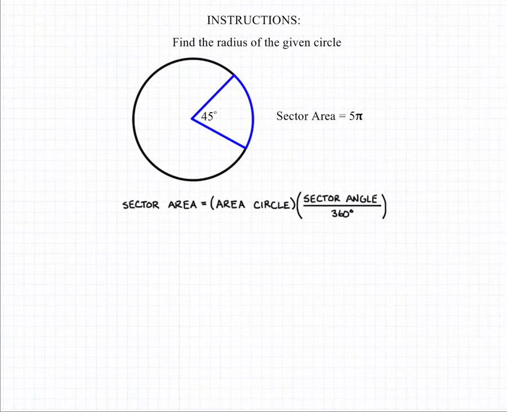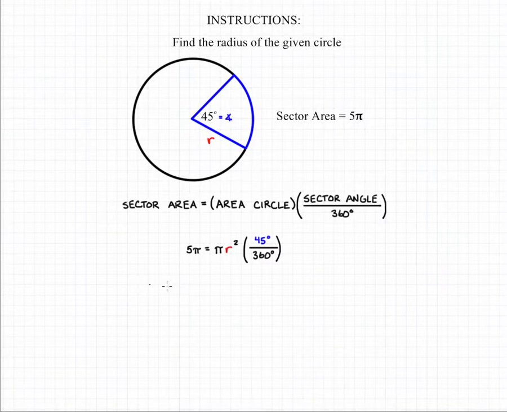In order to determine the radius for the circle that we're given, we need to remember the equation for sector area. And so sector area, which in this case is 5 pi, is going to equal the area of the circle, pi times r, the variable we're looking for, squared, and that is going to be multiplied by the sector angle, in this case 45 degrees, divided by 360 degrees.